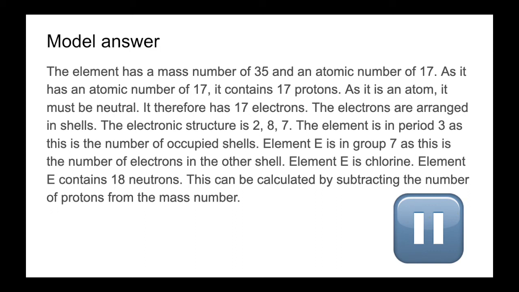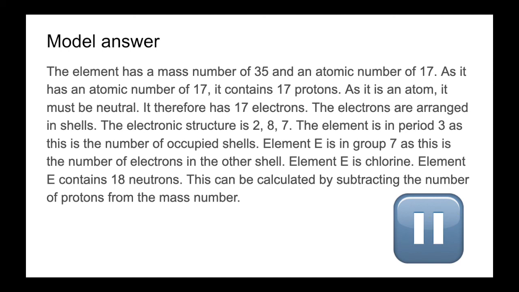So the top number, the mass number, is 35, and the bottom number, the atomic number, is 17. Those are 2 statements of fact. But we can say from that, because the bottom number is 17, we know it contains 17 protons. So this is you explaining. Because it's an atom, it must be neutral, and it therefore has 17 electrons as well, because you've got positive protons and negative electrons, so you need equal amounts of both.